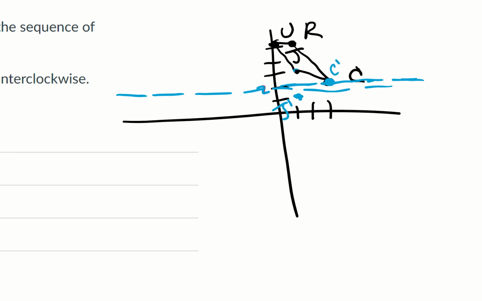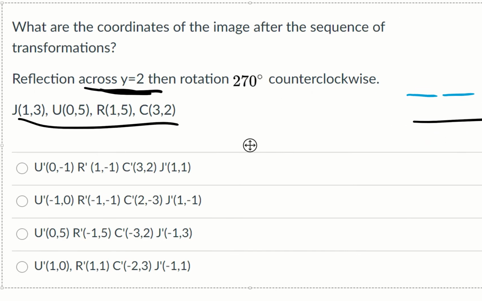R looks like it's 1, 2, 3 units away. So it's going to be 3 units away down. 1, 2, 3. So this will be R prime. And then U is 3 units away as well. So U prime is right there. So this is how the figure looks reflected. So that's a reflection across y equals 2.